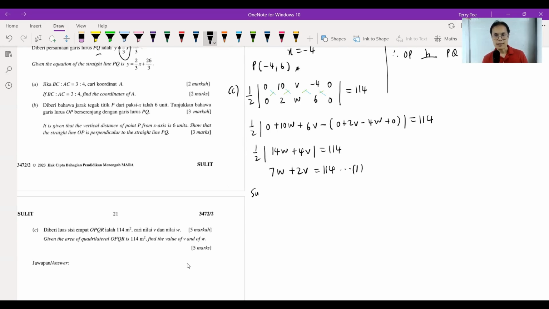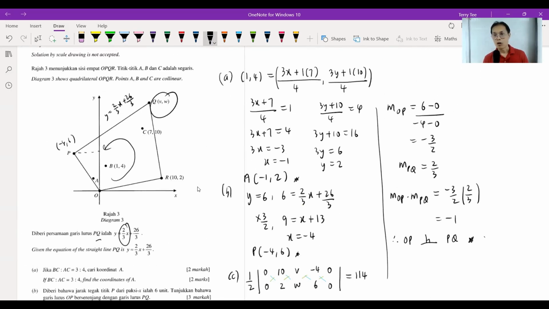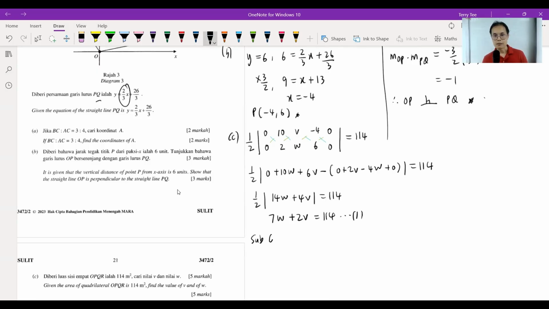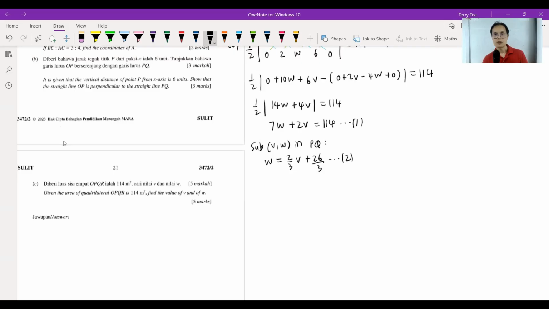Okay, maybe I should sub in the coordinate because this is in terms of V and W. You can see this coordinate of Q is V, W. So I gantikan V, W inside PQ, equation PQ. So your PQ here is Y, Y is your W equals 2 over 3, X is your V plus 26 over 3. This is equation number 2.